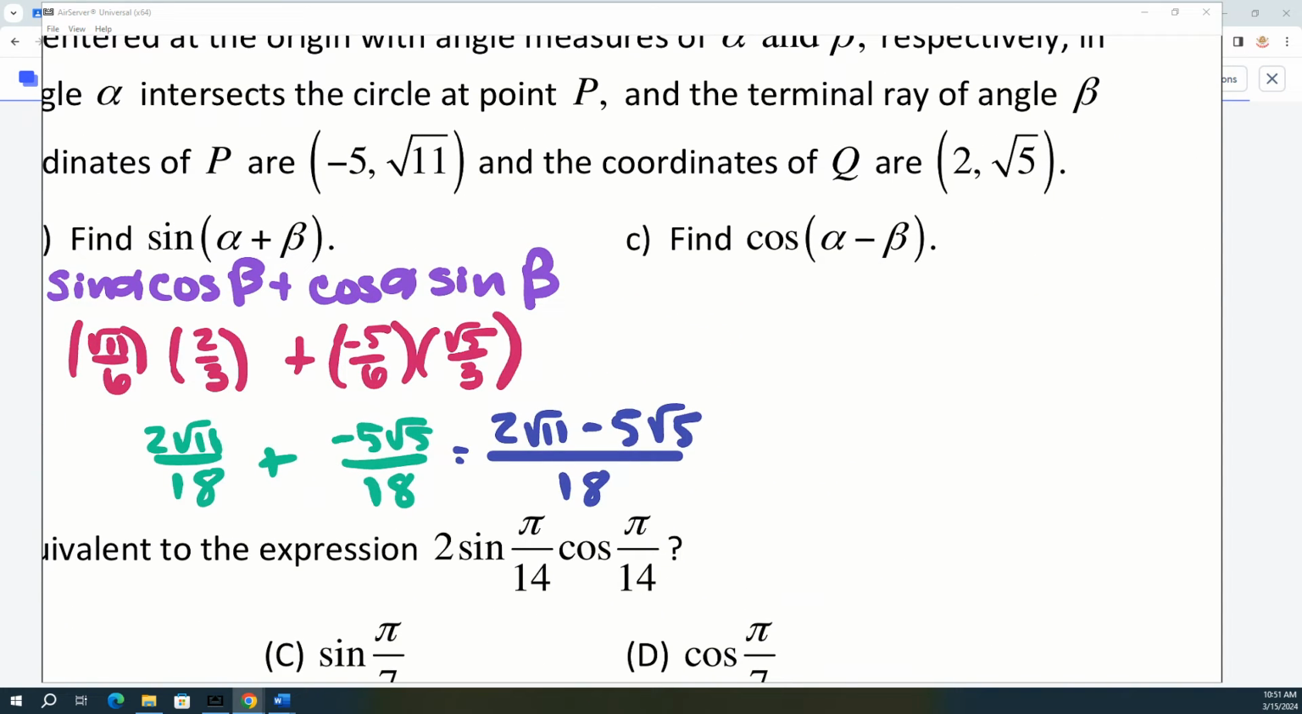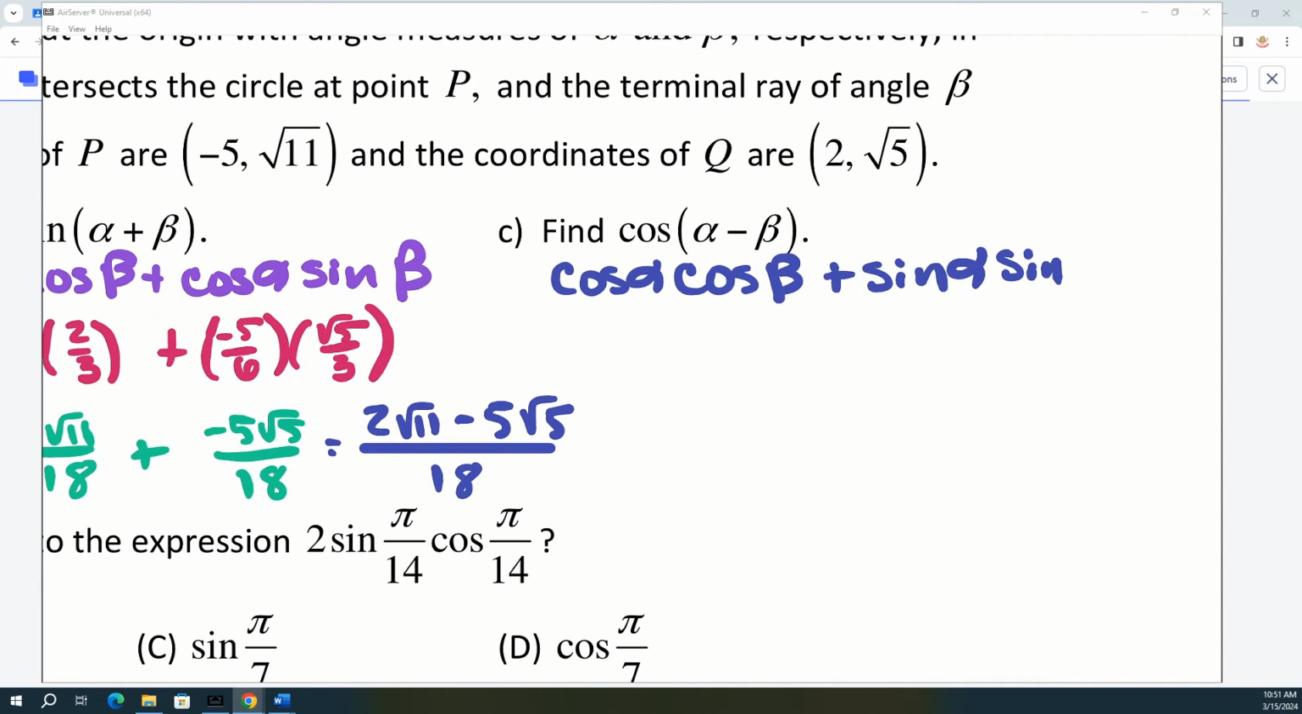Okay, let's look at the next one. So let's write down the formula for the cosine of two angles subtracted. So this is the one that's going to be cosine, cosine, sine, sine. And if the original is a minus, in between is going to be a plus. And then fill in the four values that we found at the top for each of these.